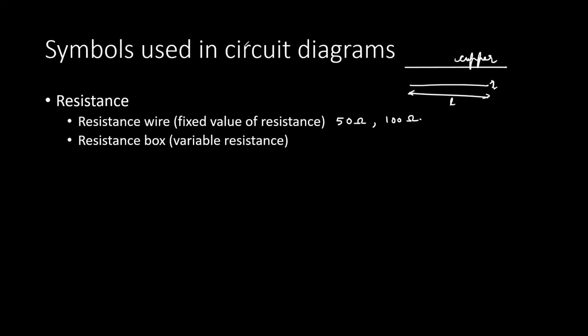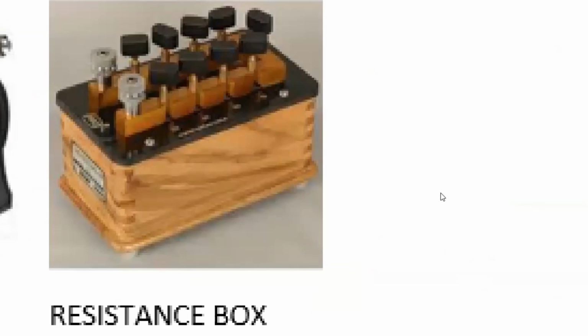Now this has a variable resistance. So I'm going to take you to the resistance box. On the resistance box, here we have the keys. These are the plug keys, and these are the connecting sources, so the wires are connected over here.